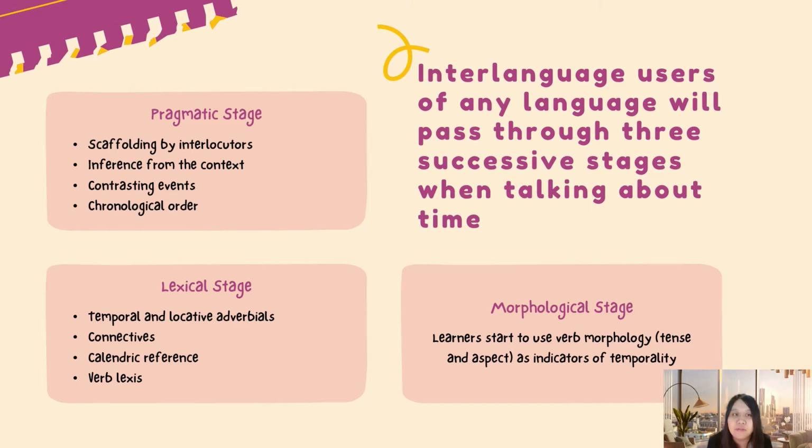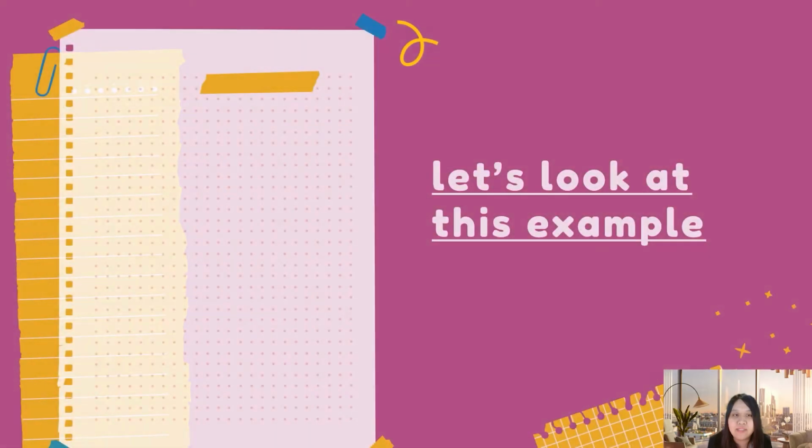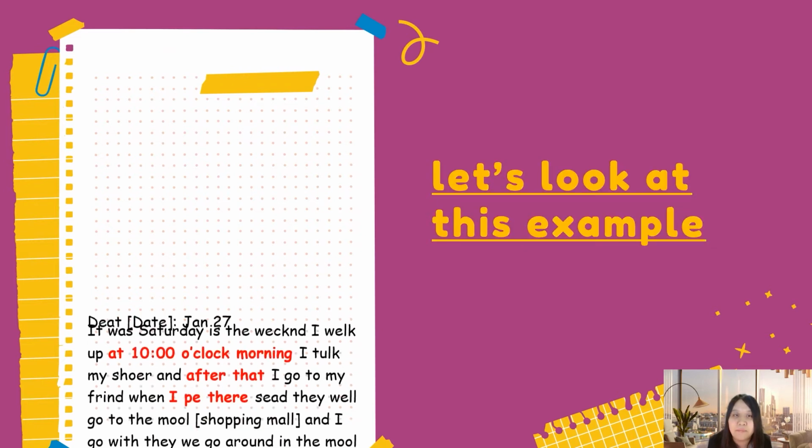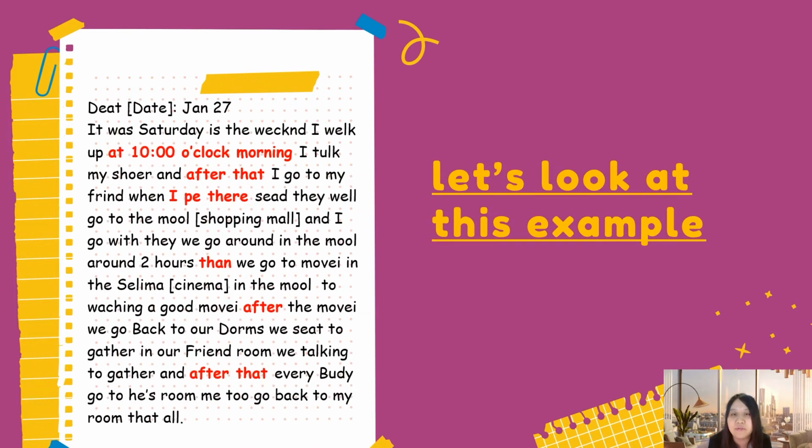Now, the following example is a diary entry written by Hamad, an Arabic first language learner of English as a second language, where it is particularly rich in adverbials which locate the event reported in time. Like we can see here, they are at 10 a.m., 10 o'clock in the morning, and we can see there are highlighted words like after that, then, and then, like that, even though there are spelling mistakes.